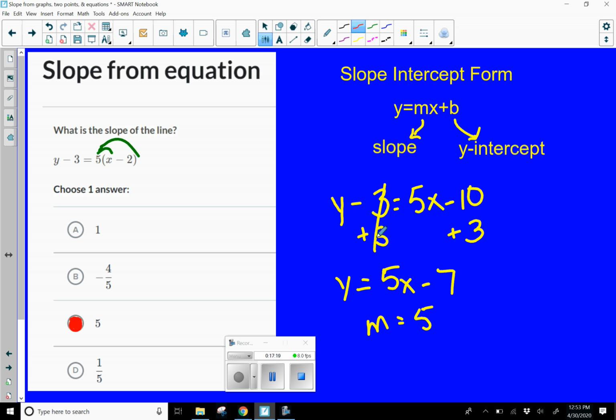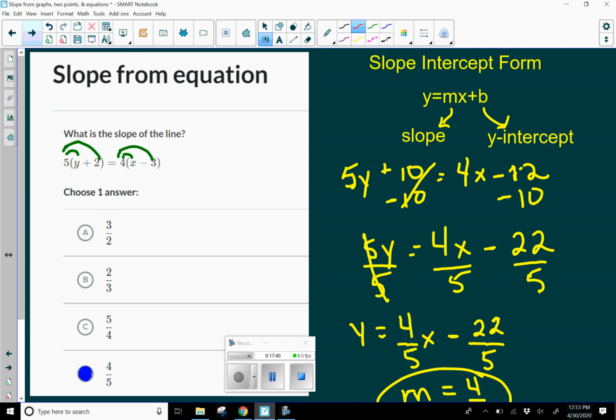So your y-intercept would be -7, which means your line is going to cross your y-axis at -7. And your slope is 5. It's positive, so your line would be increasing, and it would be increasing going up 5/1, up 5/1. So your answer here would be 5.